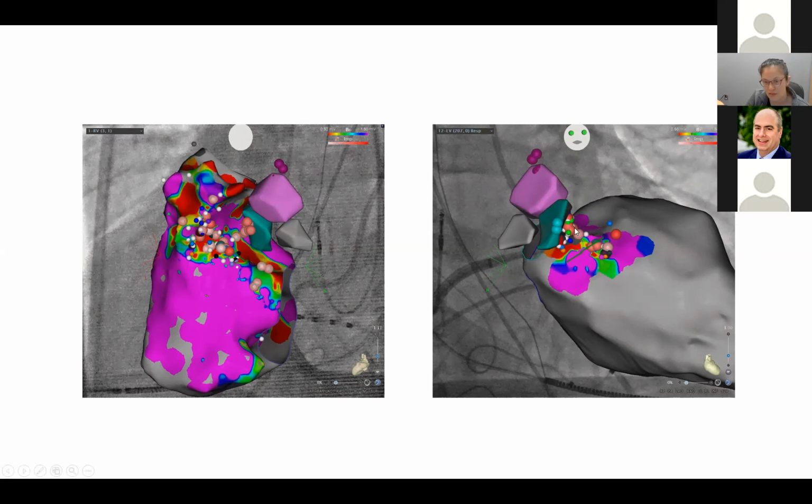And there's a very small low voltage area at the bottom, just below the valve and extending back behind the right coronary cusp. That's where we delivered most of our ablation lesions. We also did ablation in the right ventricular outflow tract overlying that area.